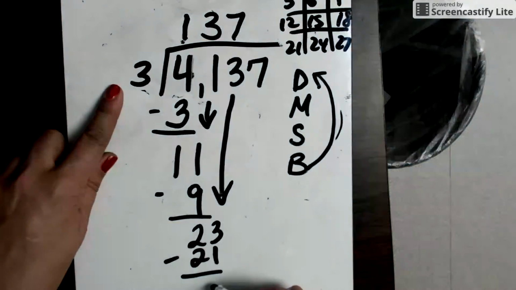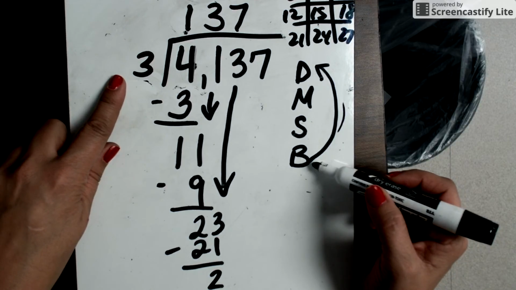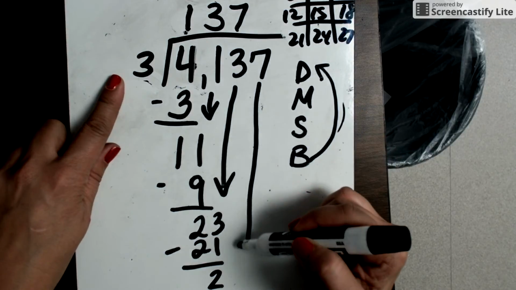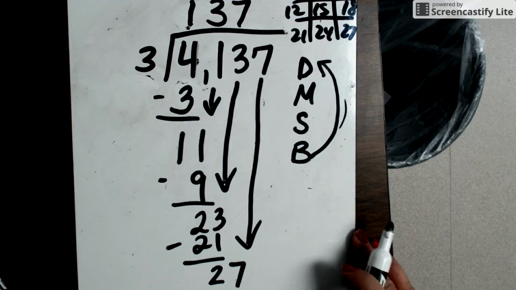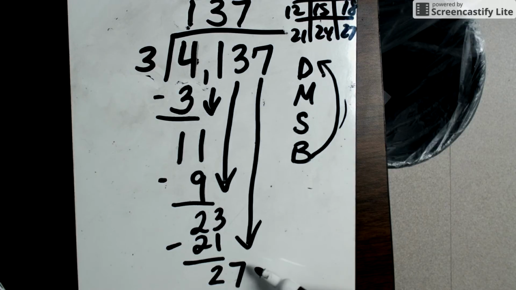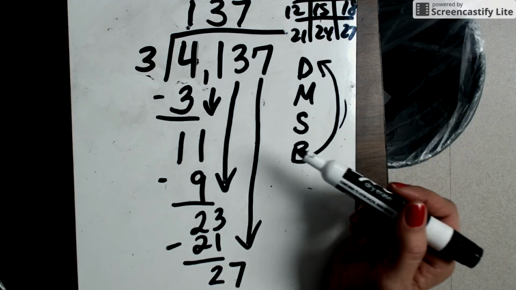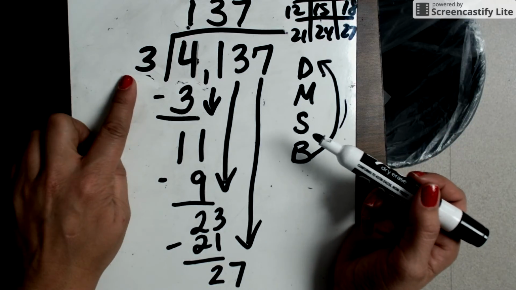When I subtract those two, I get 2. The next step is to bring down the next digit in my dividend. My next digit is a 7. Bring that all the way down. And now I have a new number, 27. That means we start at the top again. Once you bring down, you start over dividing. So 27 divided by 3.